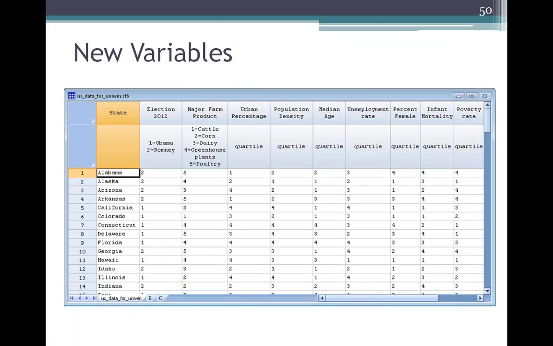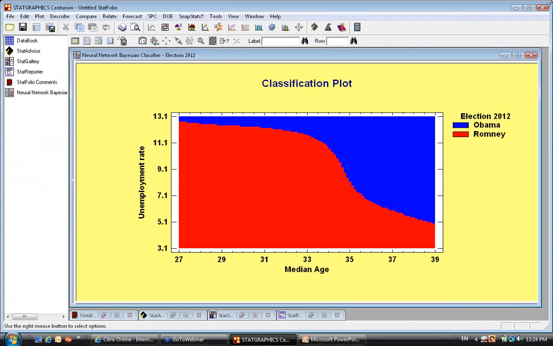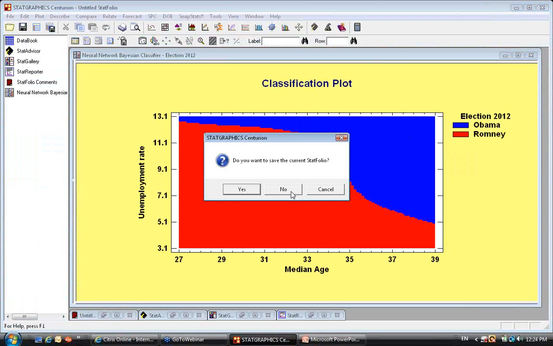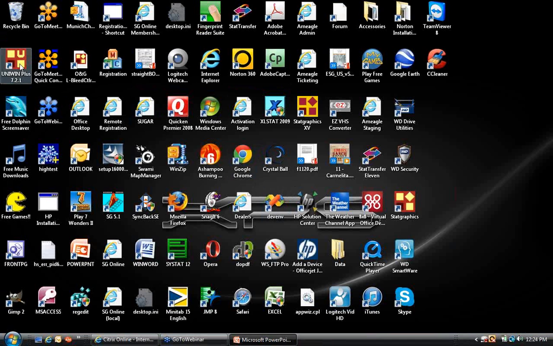So for the moment, I'm going to get out of my PowerPoint presentation. I'm going to minimize that. I'm going to leave Statgraphics Centurion. And now I'm going to find the icon for Uniwin Plus. Here it is.